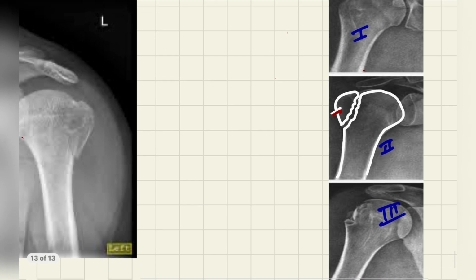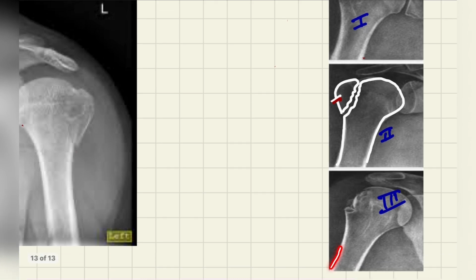Let us now move on to the last X-ray. Now drawing the cortical line, you can see there is a large fracture over the posterior surface, but still the fragment is not visible because it is being displaced inferiorly and posterior to the head of the humerus.